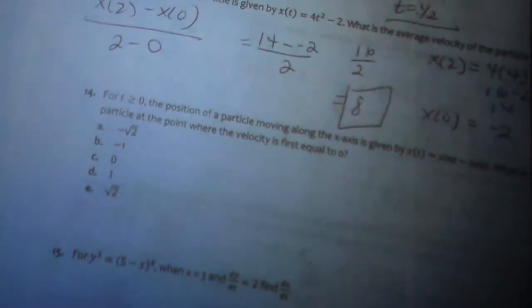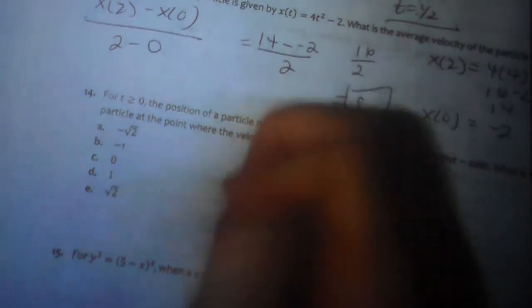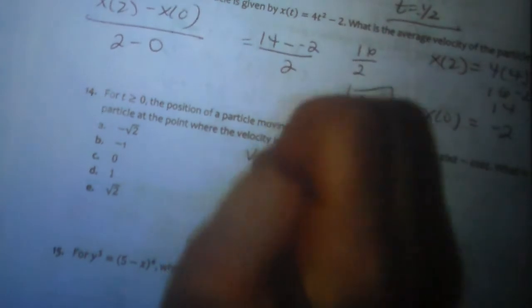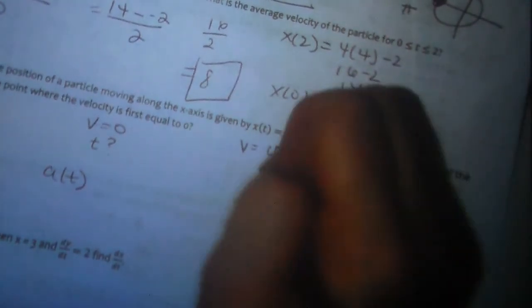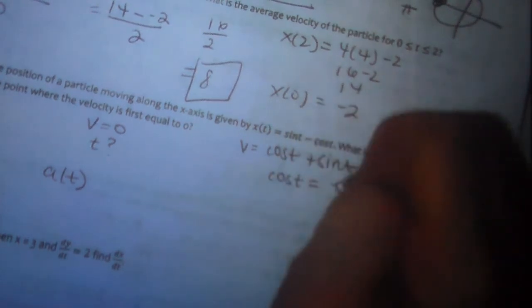Position is given by that. What is the acceleration when the velocity is first equal to 0? So what you're going to do is find v equals 0. What time is that? And then find a at that time. So let's find our velocity equation. So velocity is the derivative of sine, which is cosine. Derivative of cosine is negative sine. So negative negative would become plus sine. Set that equal to 0. Cosine t equals negative sine t.